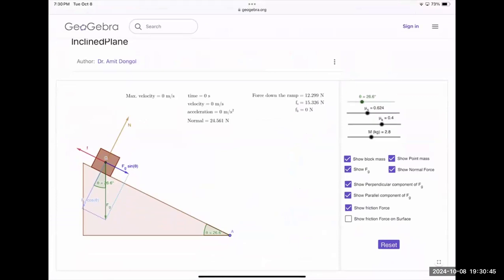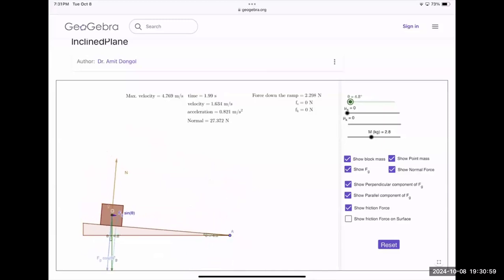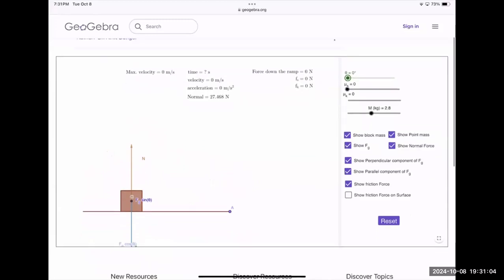In this diagram, I have drawn all the force components. There's a friction force and everything. You can set the value of friction, mu s and mu k. When there's no friction force, I can change my angle, and it will just stay on the ground, where the force due to gravity cancels exactly with the normal force.